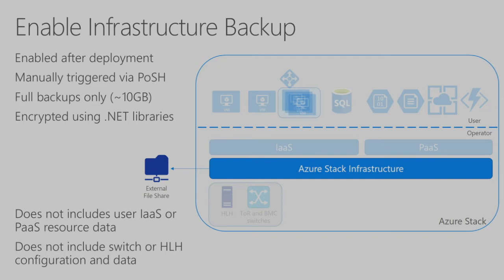So really the piece that we're looking at is taking that Azure Stack infrastructure and putting it into an external file share. For GA, it is a manually triggered backup through PowerShell. Each backup is about 10 gigs. They're full backups every time. We're using .NET libraries to encrypt those files, so we're not rolling our own encryption. But keep in mind that this backup does not include switch data, does not include HLH, the hardware lifecycle host, and it doesn't include any of the PaaS value-add services that you install on Azure Stack. That's actually backed up separately.